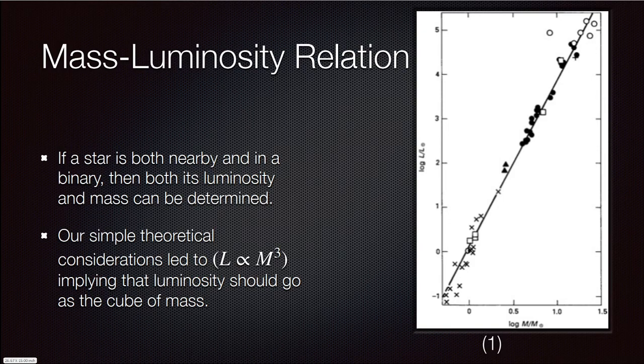Now, if we see this figure, there are different symbols corresponding to different types of binaries. I haven't mentioned it, but I'll tell you: the binaries shown by crosses are visual binaries, and the spectroscopic binaries are shown by open squares. Next slide.